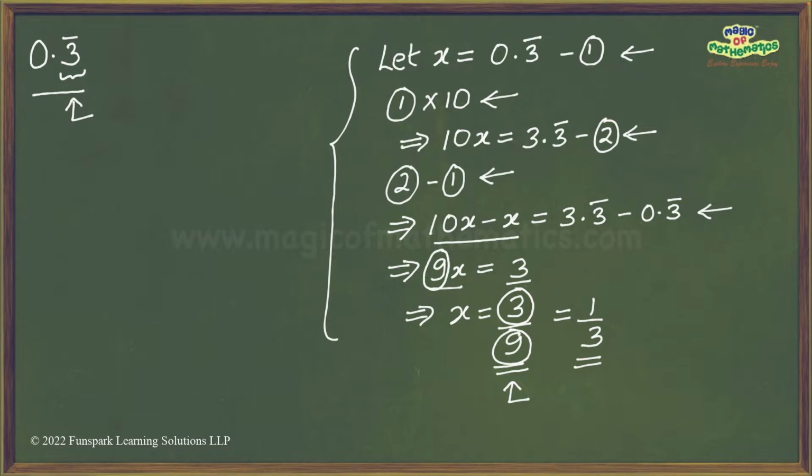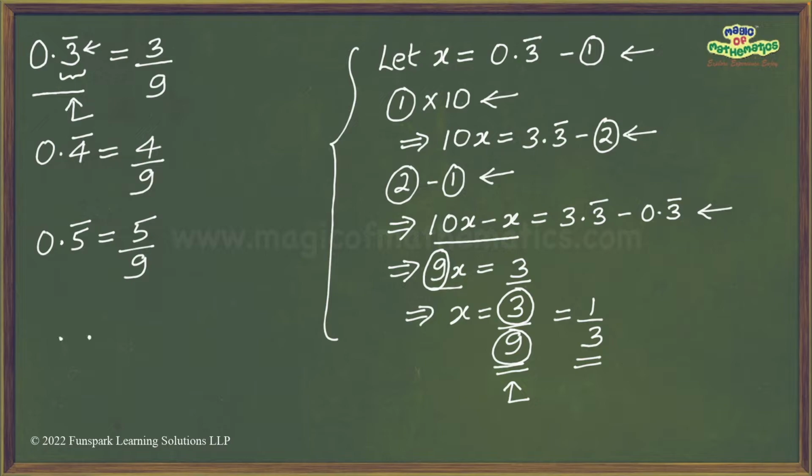Which means to find out what is 0.3 recurring, all we need to do is to write the digit which is recurring, 3 in this case, in the numerator, and in the denominator we write 1 less than 10, that is 9. We can generalize to say that 0.4 recurring would be 4 over 9, 0.5 recurring would be 5 over 9, and so on.